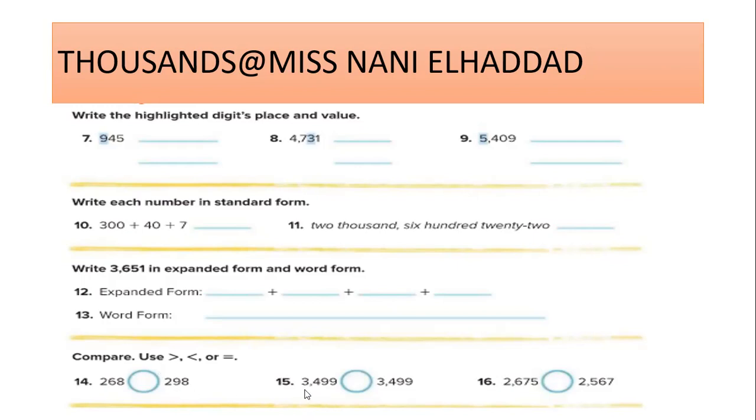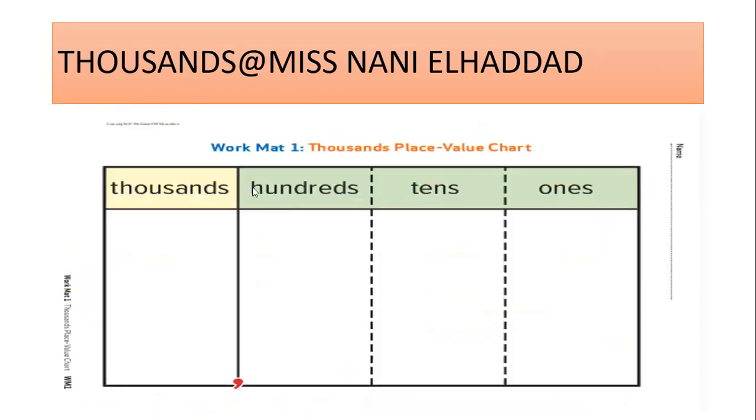Here I look at the thousands first, 3 and 3. Then I look at 4 and 4, it is the same, 9 and 9 is the same, so it is equal. Here 2 and 2, 2000 and 2000, this is the same. 6 and 5, so the 6 is bigger. Okay, my lovely students, and you will have the answers here.